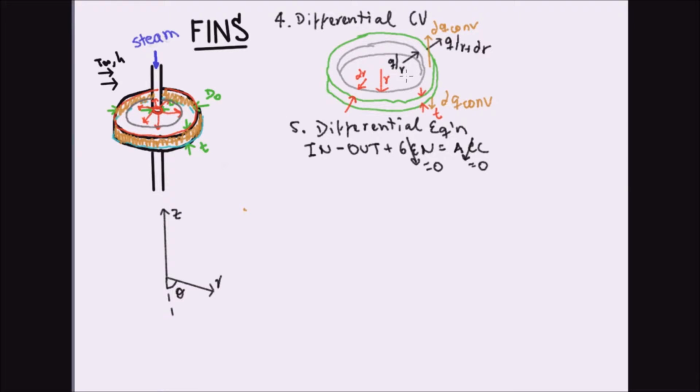But let's first start with the conduction heat rates. Let's find expressions for these two quantities, Q evaluated at r and Q evaluated at r plus dr. So conduction first. Okay, so how do we evaluate Q evaluated at r? We can use Fourier's law. What about Q evaluated at r plus dr?